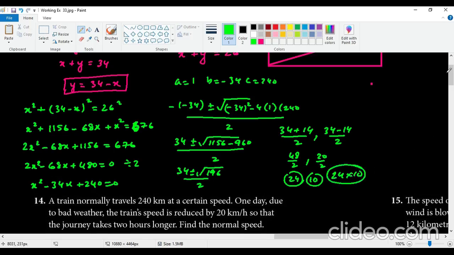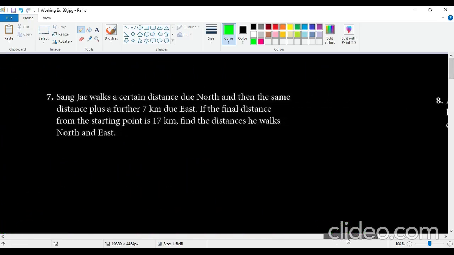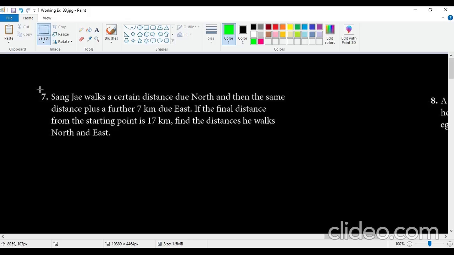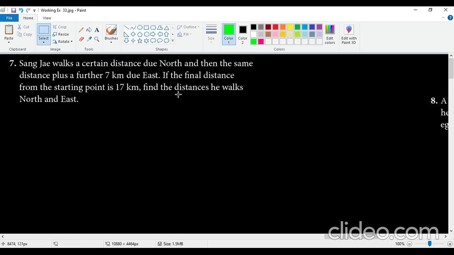Moving on to question number 7. In here, I will put this guy a little up. Now this guy is traveling towards north. North means this way, and from here east this way. So this is going to form a right angle triangle. So we are going to find out.